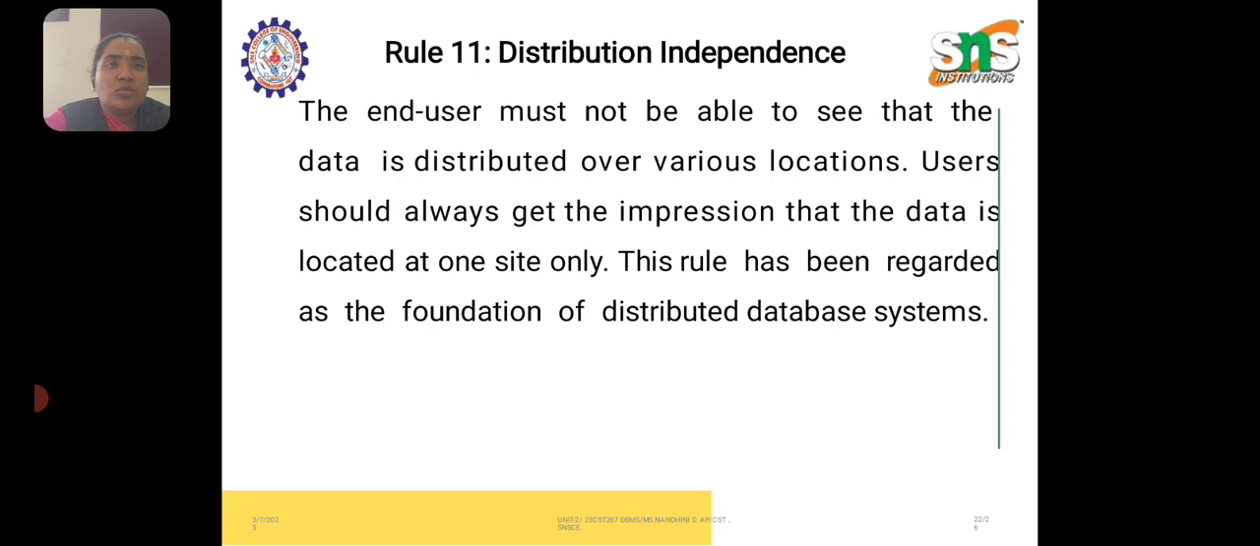Rule 11, distribution independence. The end user must not be able to see that the data is distributed over various locations. Users should always get the impression that the data is located on one site only. This rule has been regarded as the foundation of distributed database systems.